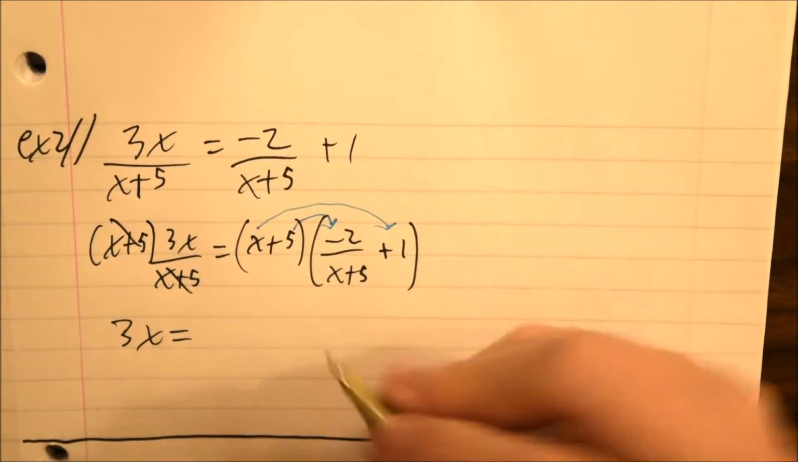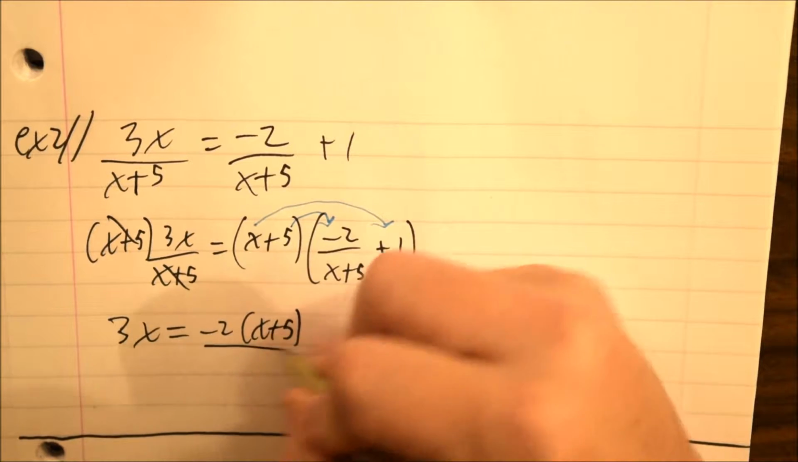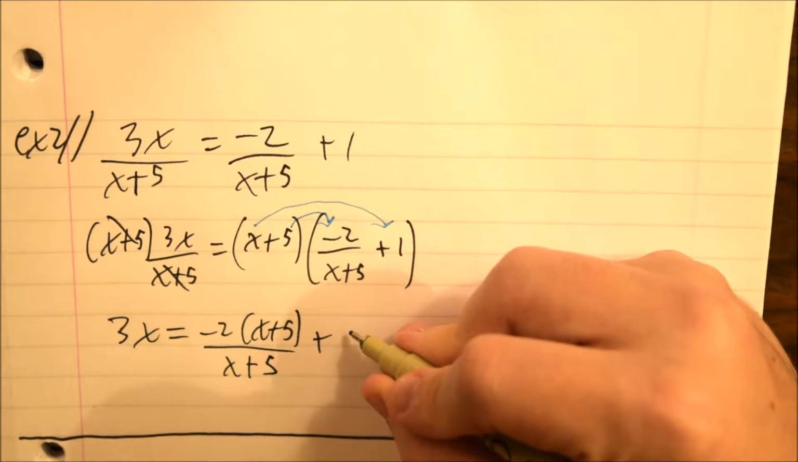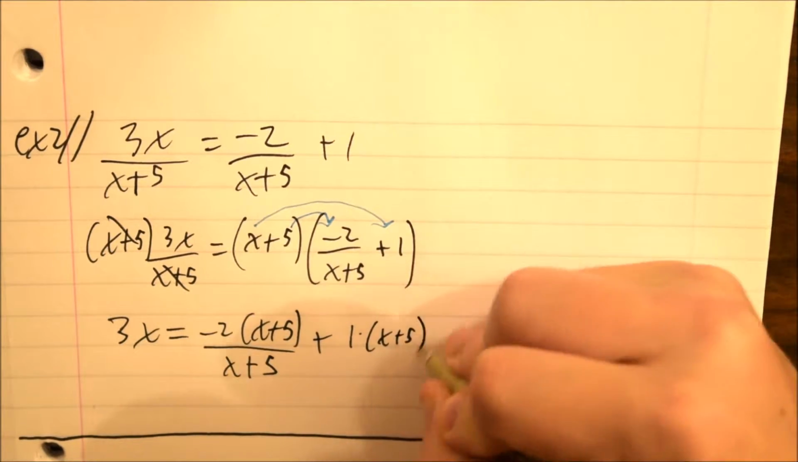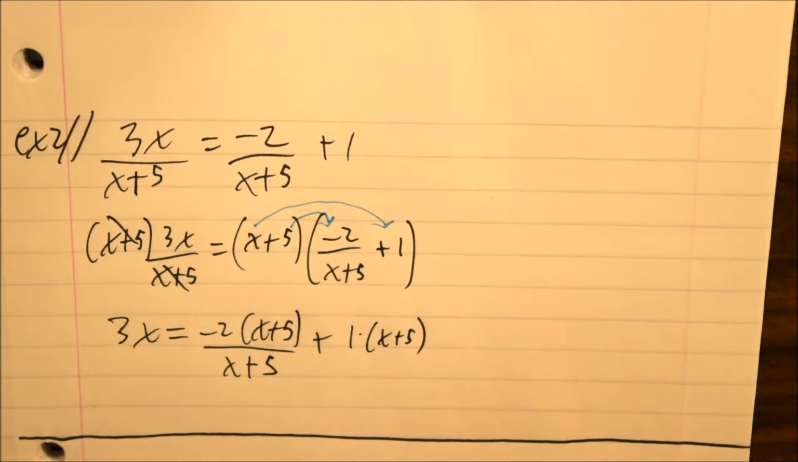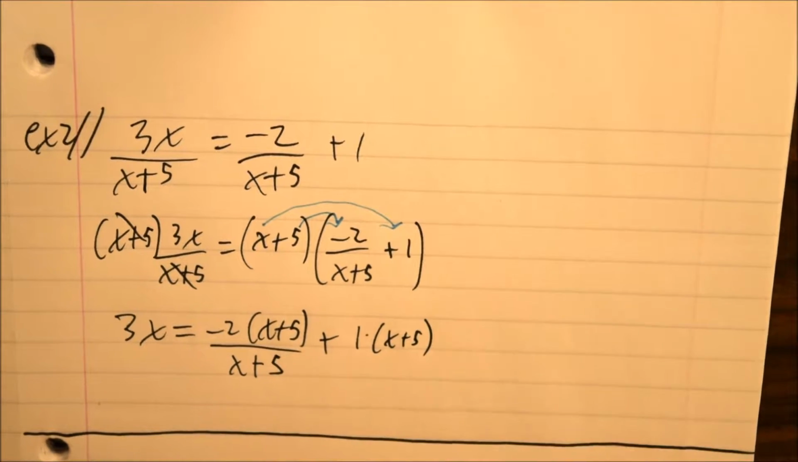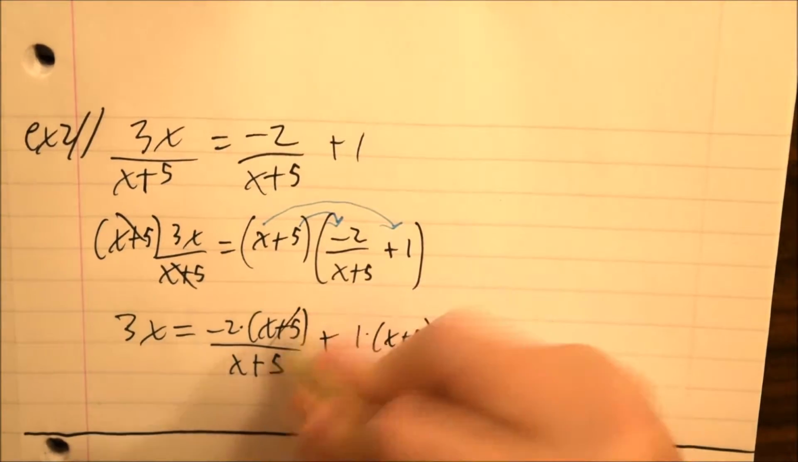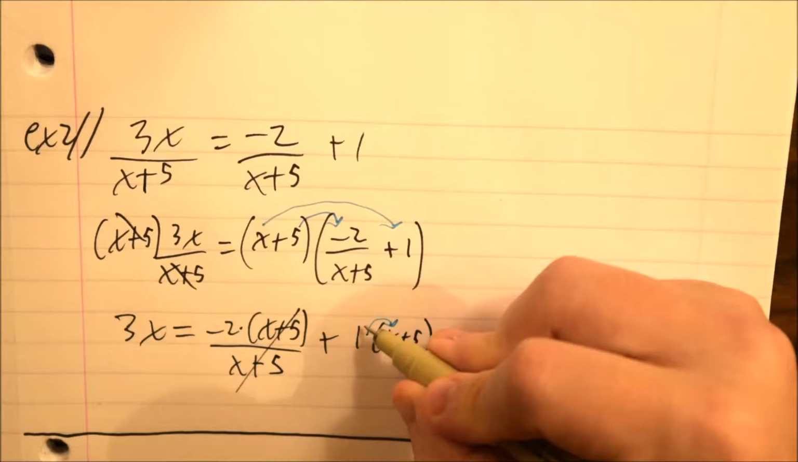equal to negative 2 times x plus 5 over x plus 5 plus, now I have 1 times x plus 5. Okay, now I need to simplify the right-hand side. Well, I have an x plus 5 over x plus 5, and this is being multiplied, so it's okay to do that cancellation here. So those cancel out. And now I have to distribute this 1 inside of here.